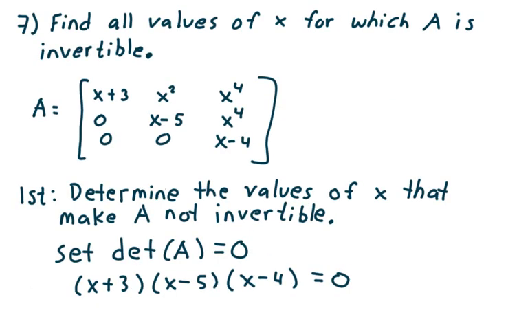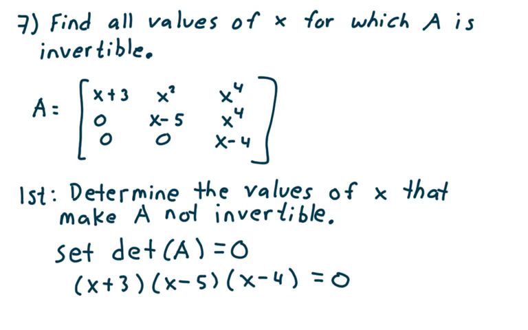Let's take a look at 7. 7's a good question. It says, find all values of x for which A is invertible. We learn about this some in section 1.7, and then remember, this is an exam, so chapter 2 is included, so we can apply chapter 2 as well. Now, A is the matrix x plus 3, x squared, x to the fourth, 0, x minus 5, x to the fourth, 0, 0, and then x minus 4.